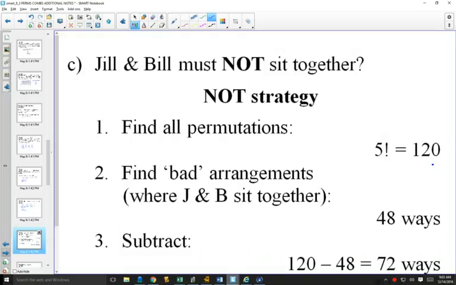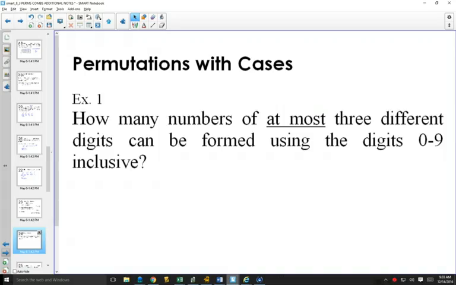In A, we already counted the bad ones where Jill and Bill were sitting together. It was good back then in part A, but now it's bad in part C. Okay? And if we take all the ways and subtract the bad ways, what we're left with is 72 ways where Jill and Bill are not sitting together. We're going to leave permutations with cases for tomorrow.